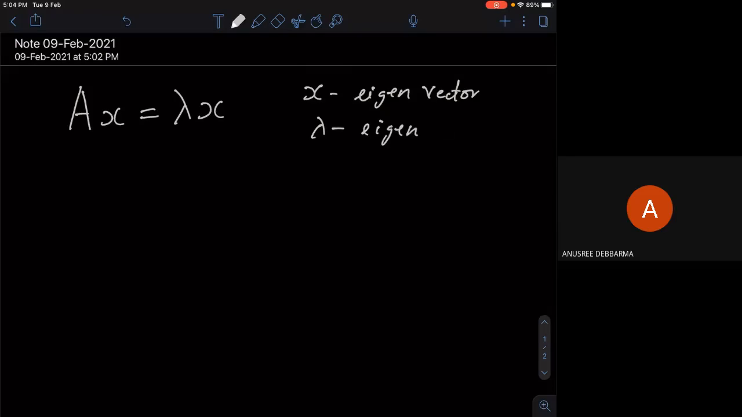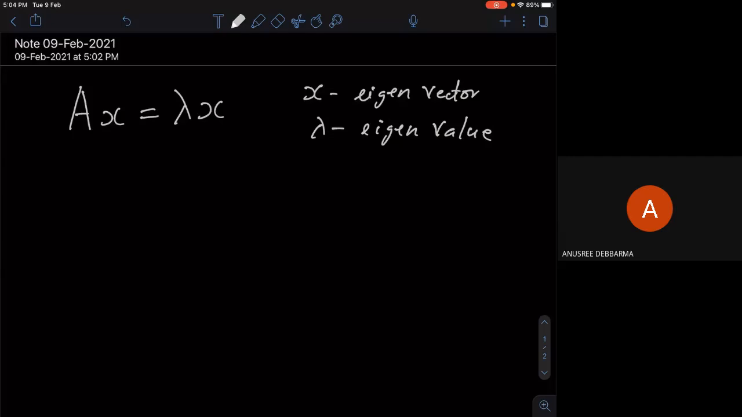Okay, so we are looking at eigenvalues and eigenvectors. So let's just recap what we did yesterday. Yesterday we were saying that for a matrix A, Ax equals lambda x, and here x is the eigenvector and lambda is the eigenvalue. Right. So this is what we have been looking at yesterday.